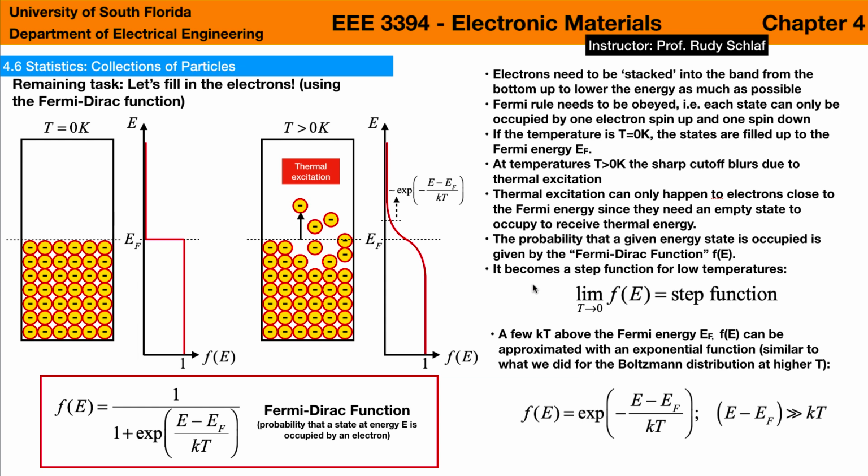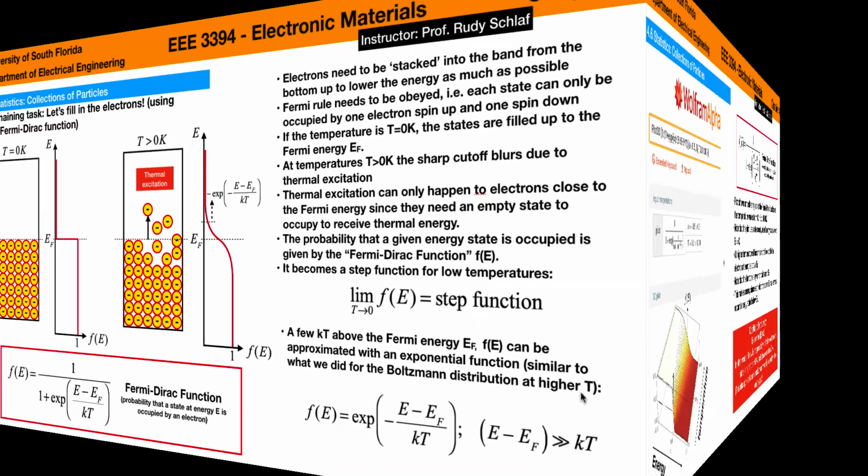If the temperature goes to 0, then this Fermi-Dirac function turns into this step function. It's also interesting to note that when you go a little bit away from the Fermi energy, a few kT up, then this Fermi-Dirac function can be approximated with a simple exponential function. That's very similar to what we did for the Boltzmann distribution at higher temperatures.